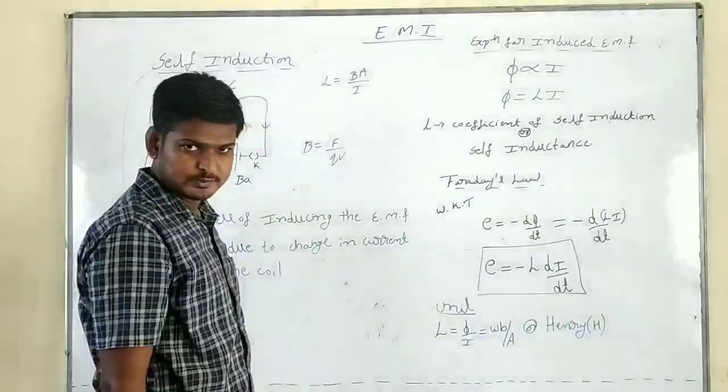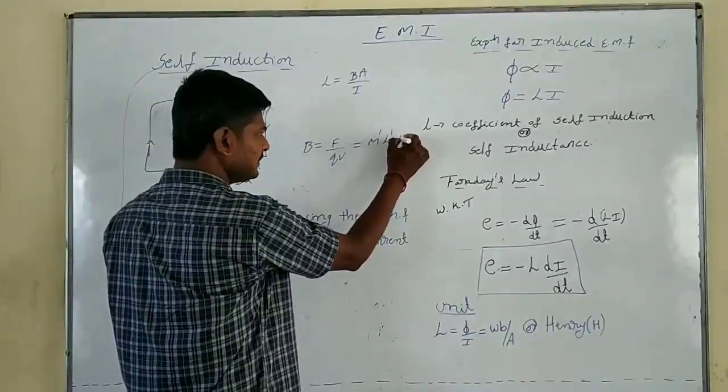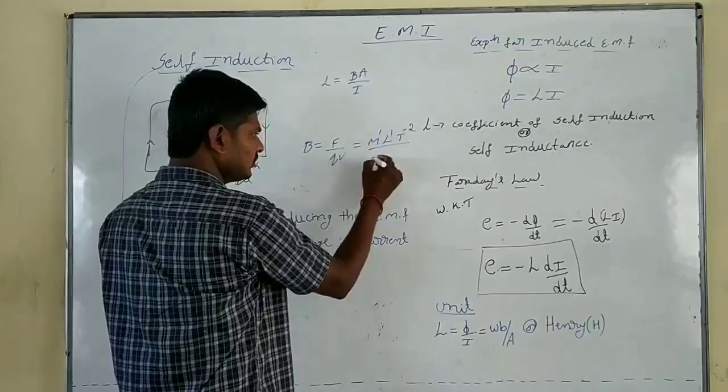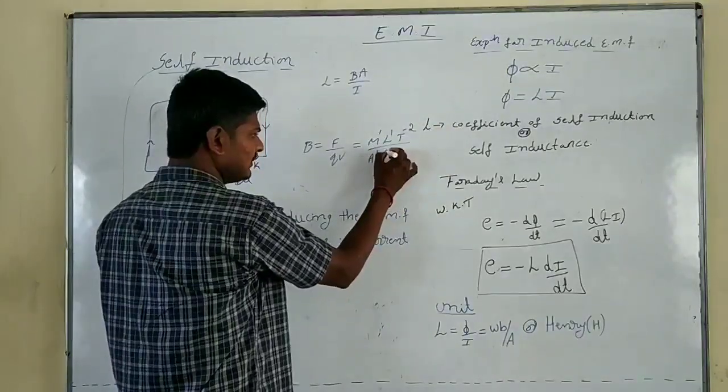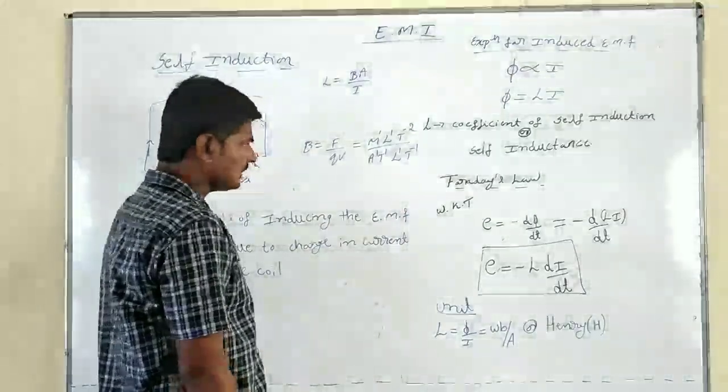F is equal to QE. We know from moving charges and magnetism, F means force, M1 L1 T power minus 2. Q means charge, A power 1 T power 1. Velocity means L power 1 T power minus 1.